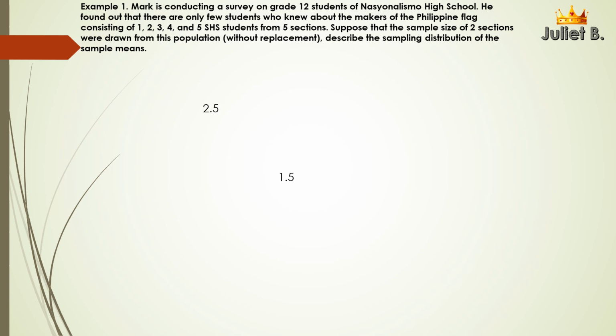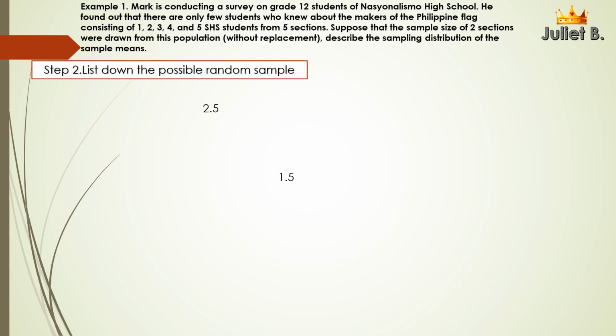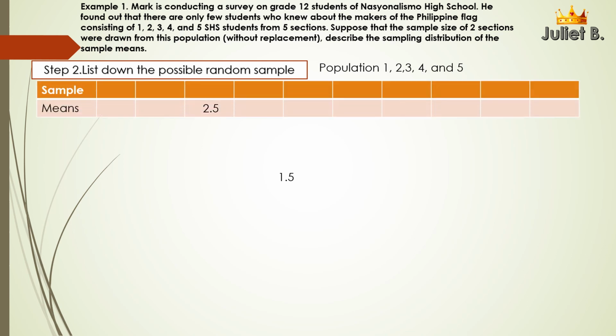So let us proceed to the second step. Now that we have determined the number of possible samples that we have to list down, taken from the population 1, 2, 3, 4, and 5. Take note that we have to list down 10 possible random samples from the combination of 5, taken 2 at a time. So with that, we will have to list down 2 samples from here, starting from 1, 2. So, ganito lang yan.